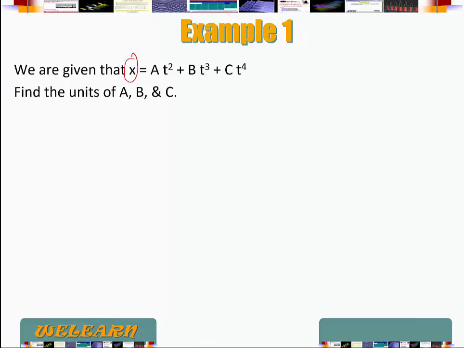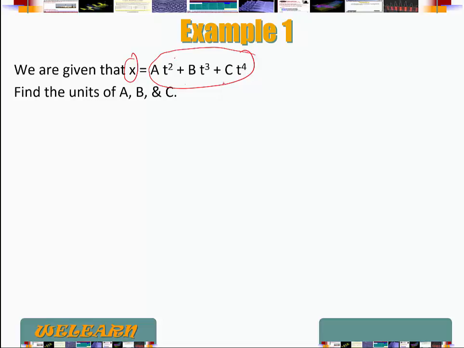equal sign have to have the same unit. If this is a unit of length, this has to be the unit of a length. That's the first thing. You don't mix apples and oranges. Apples are equal to apples, oranges are equal to oranges, cows are equal to cows. Now, the next step is we cannot add quantities that are not the same.